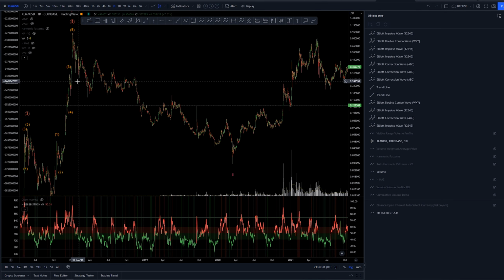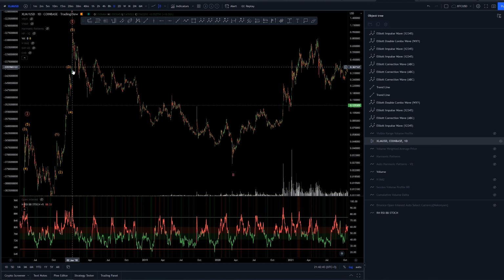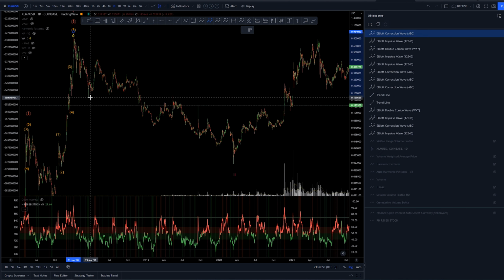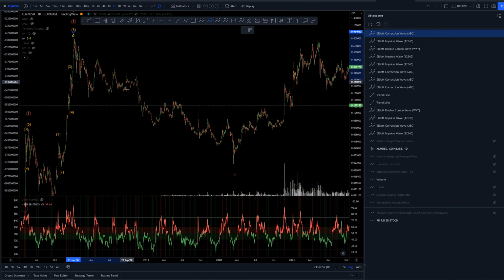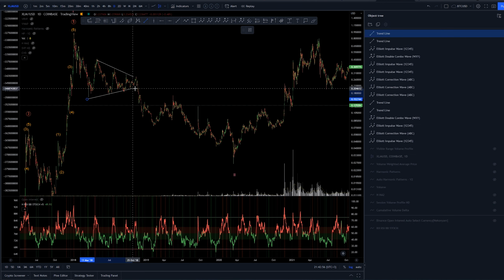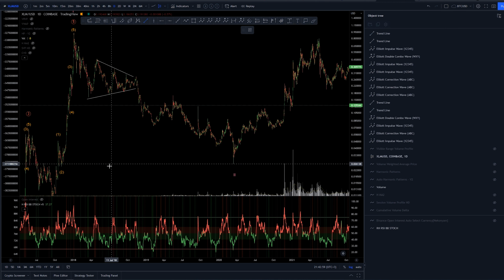Let's take a look at this one. Yeah, that looks like a 3-wave structure here. This definitely looks like a triangle. It is one of the clearest triangles I can see.